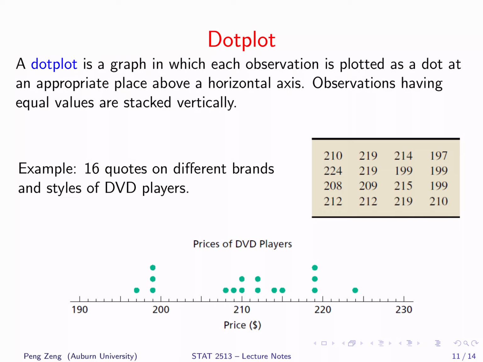In this example, the numbers are 16 quotes on different brands and styles of DVD players. To draw a dot plot, we first need a number line. For each number, mark a dot at the corresponding location. If we have repeated numbers, stack them vertically. For example, we have three values of 199. In the dot plot, we have three dots stacked vertically.